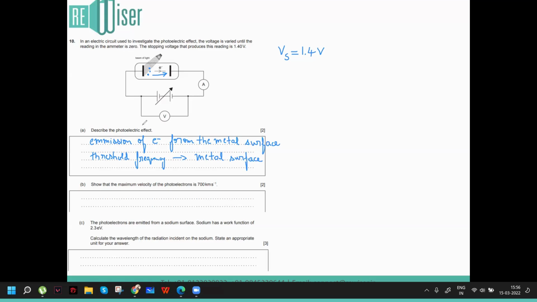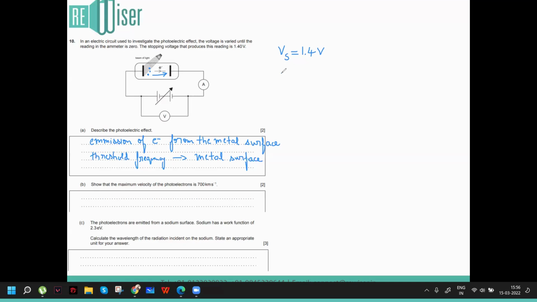Photoelectric effect is not the only phenomenon, however, where electrons are liberated from the surface. There are also other phenomena such as thermionic effect and photovoltaic effect. Moving on to part B, state the maximum velocity of the photoelectrons. The maximum velocity of the photoelectrons is 700 km per second.